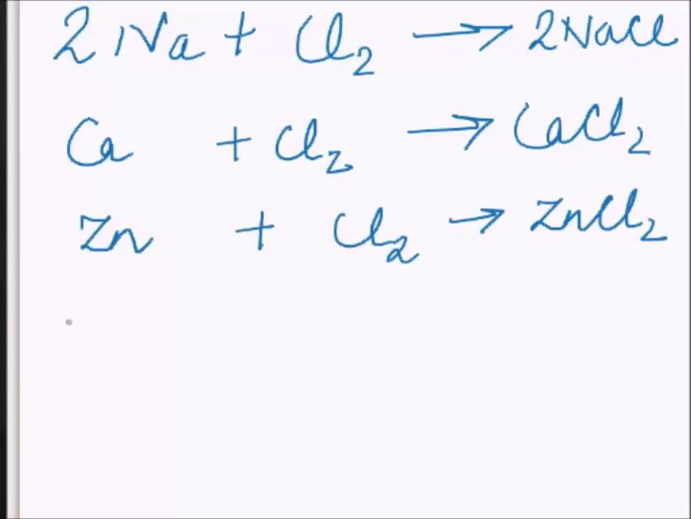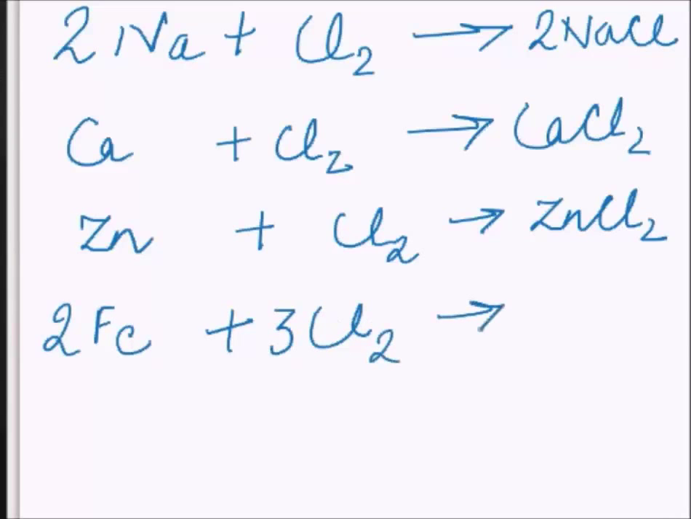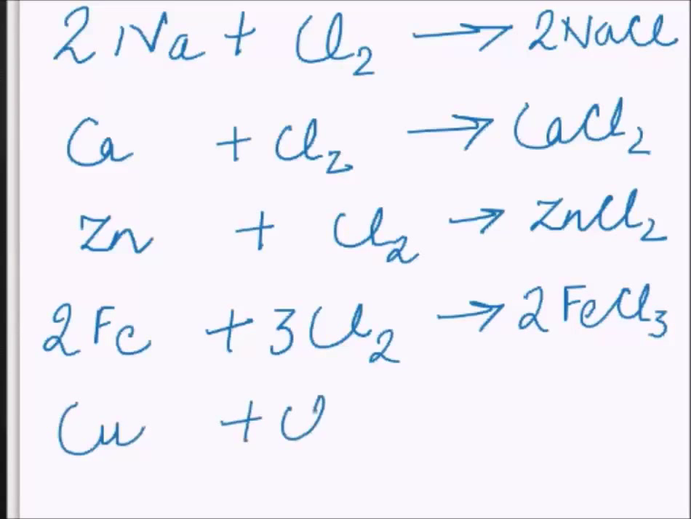Now with iron, 2Fe, when it reacts with 3Cl2, iron chloride is formed, 2FeCl3 will be formed. Now with copper, when copper reacts with chlorine, CuCl2, this is copper chloride, is formed.